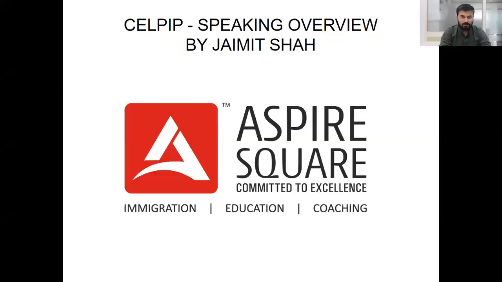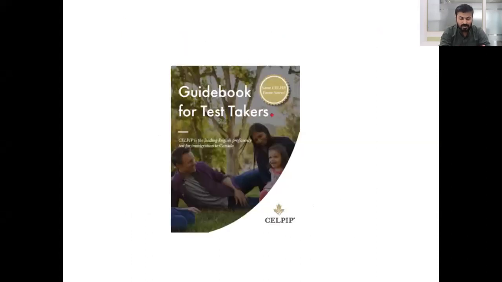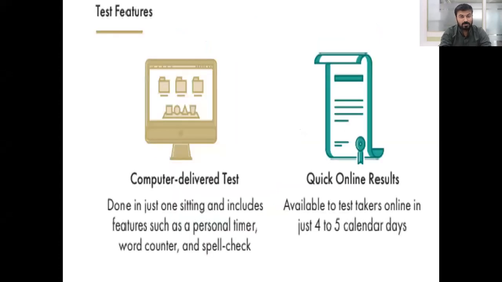Basically, the full form of CELTIP is Canadian English Language Proficiency Index Program. This test is very important for those who are planning for Canada immigration. It is divided into four modules, but the best part about this test is that it is a computer based test.